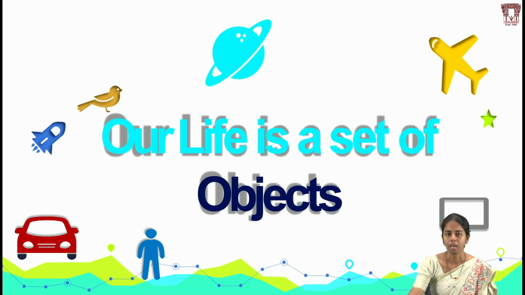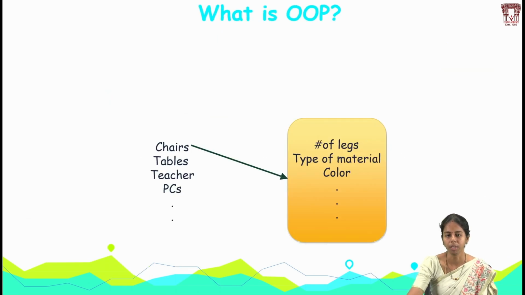What is an object? Object means like our life is a set of objects, which represents the table, chair, computer, or any of these. Each represents an object. Example you can see here. What is OOPS? OOPS means the objects such as chair, table, teacher, and PC, and all these are some of the objects, and we have some sort of colors to these objects.